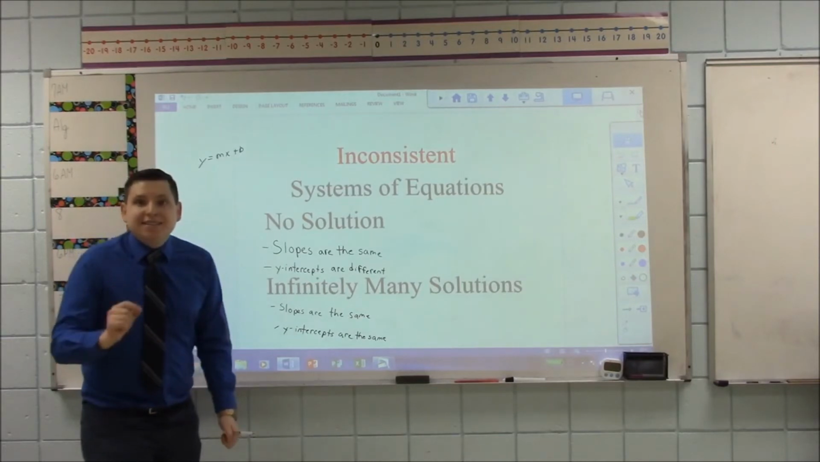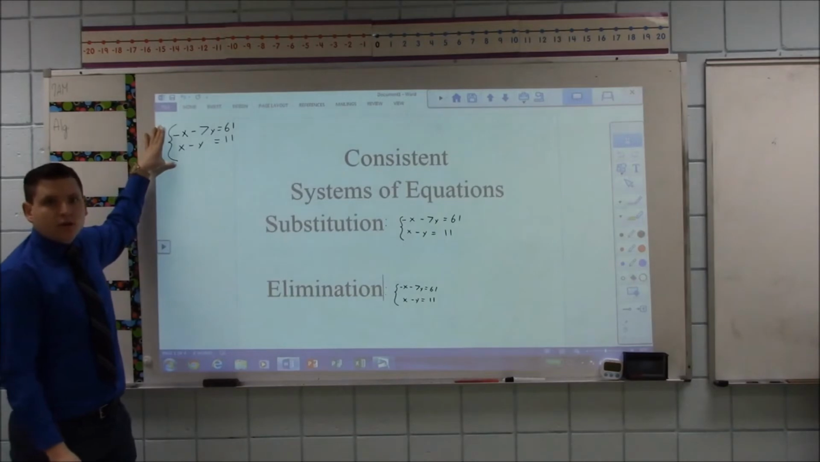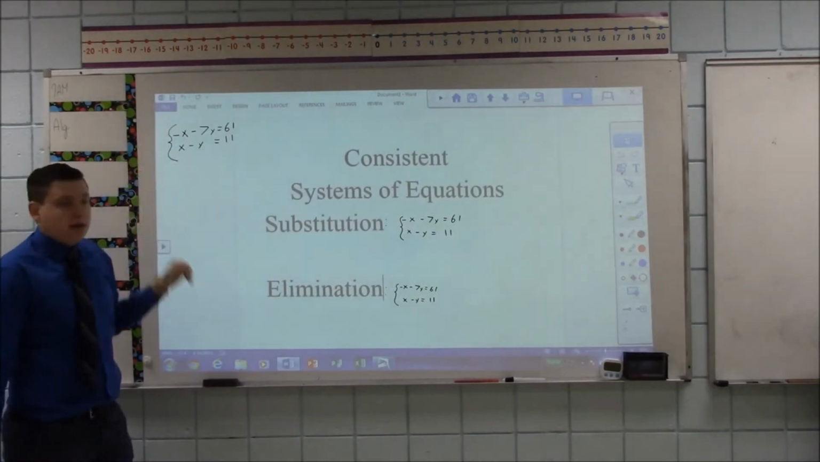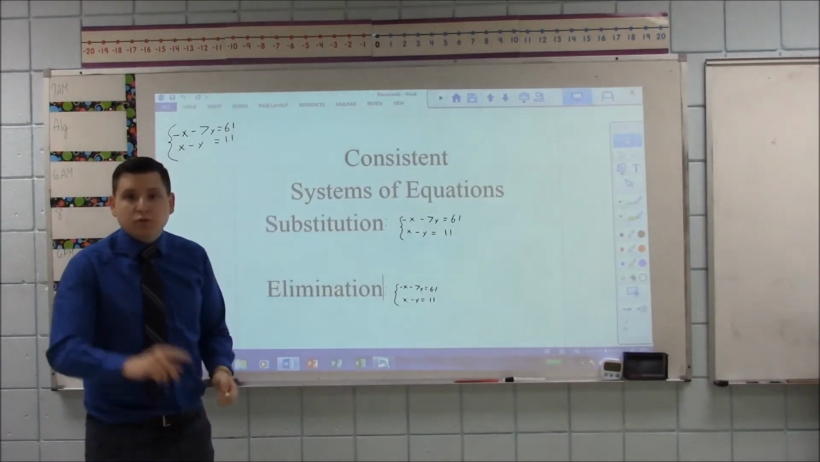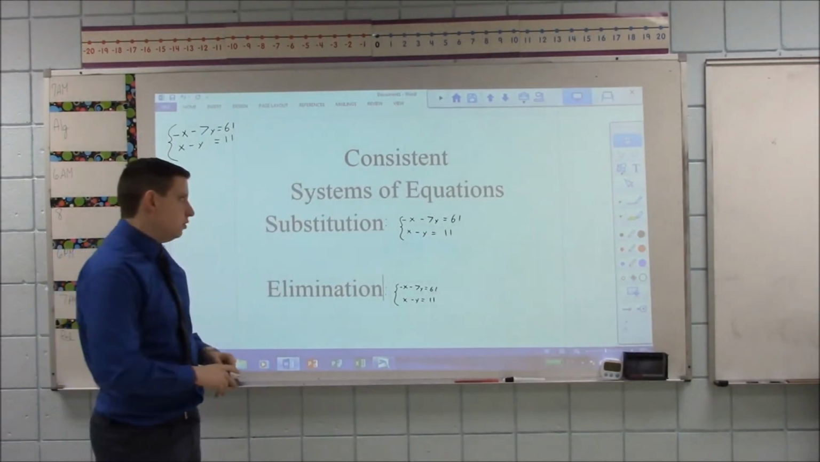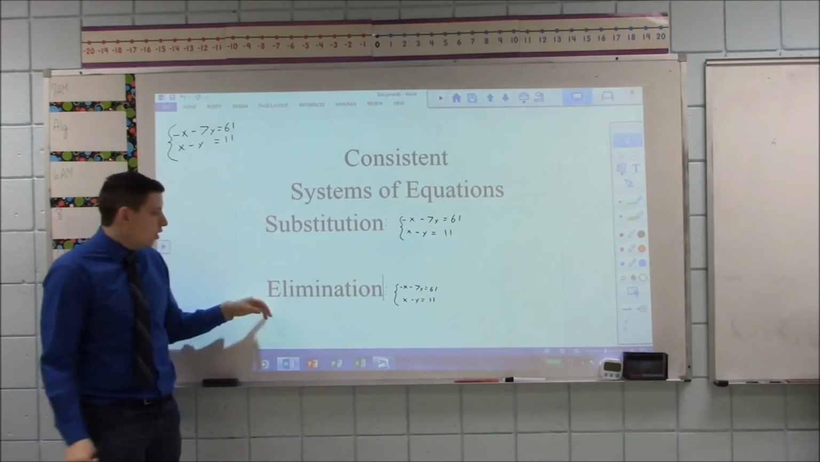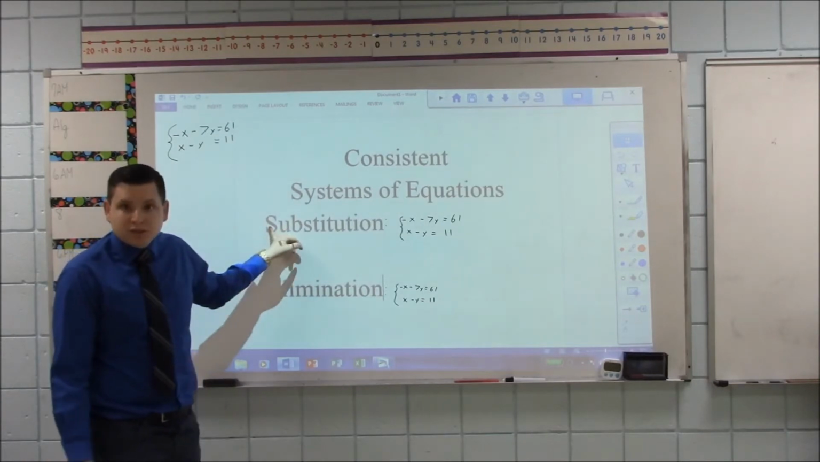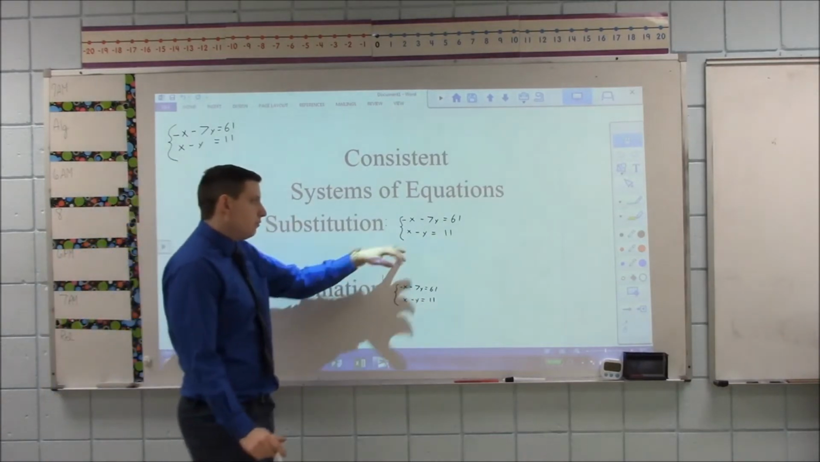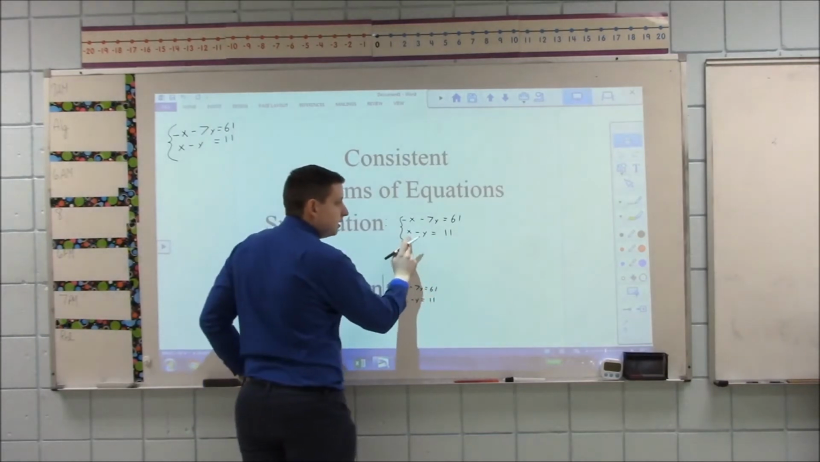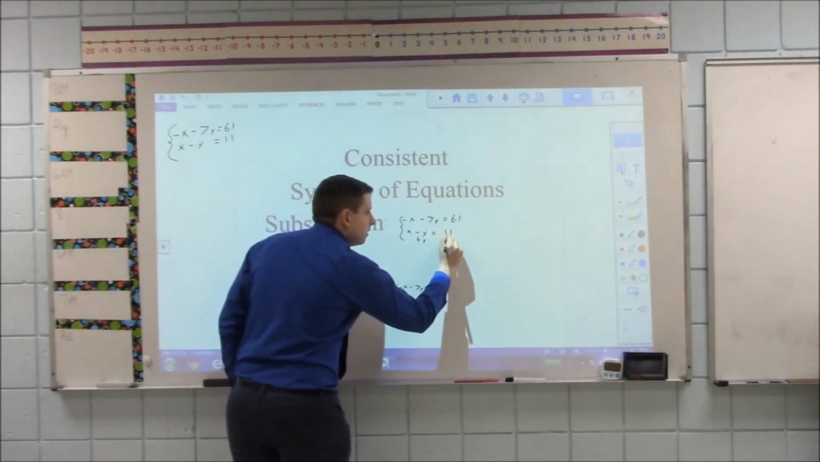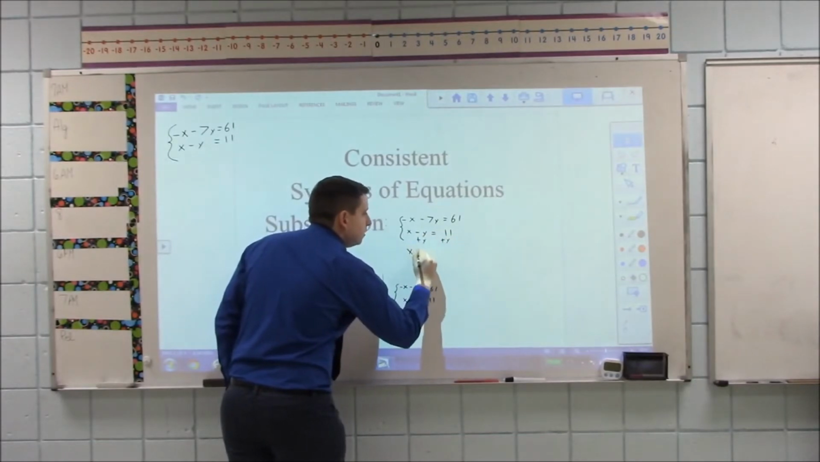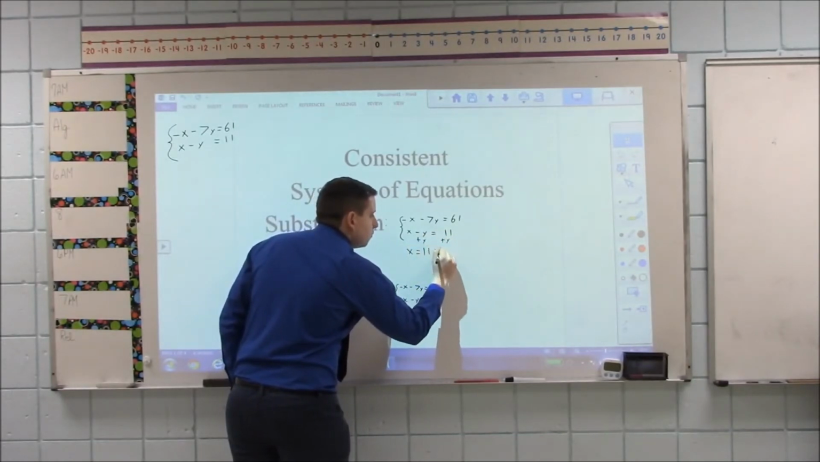Let's look at consistent systems of equations. Here is our system of equations. And in order to solve a consistent system of equations, that means a system of equations where there is exactly one solution, I can use either substitution or elimination. When I'm doing substitution, what I want to do is isolate one of the variables. For this, it's easiest to isolate the x in the second expression. So I do that by adding y to both sides. Add y, so I know x is equal to 11 plus y.